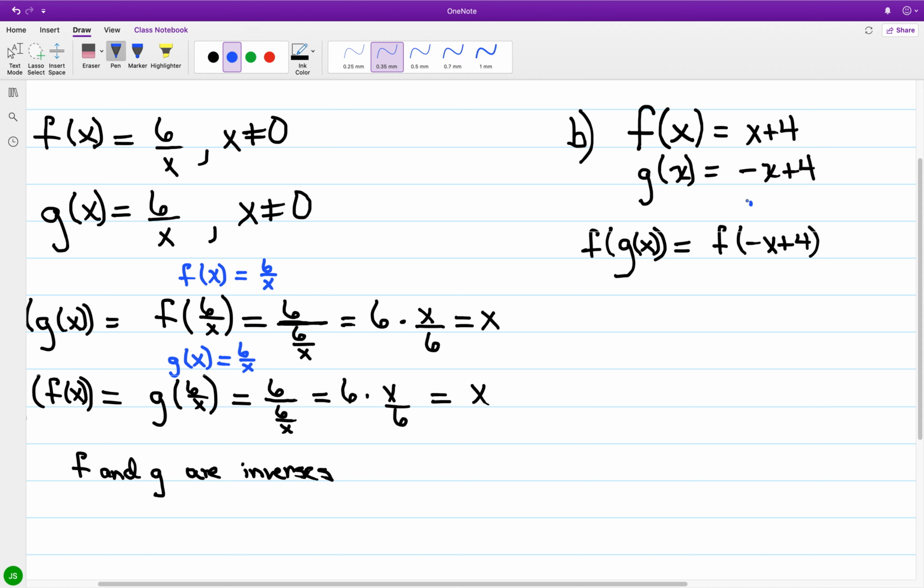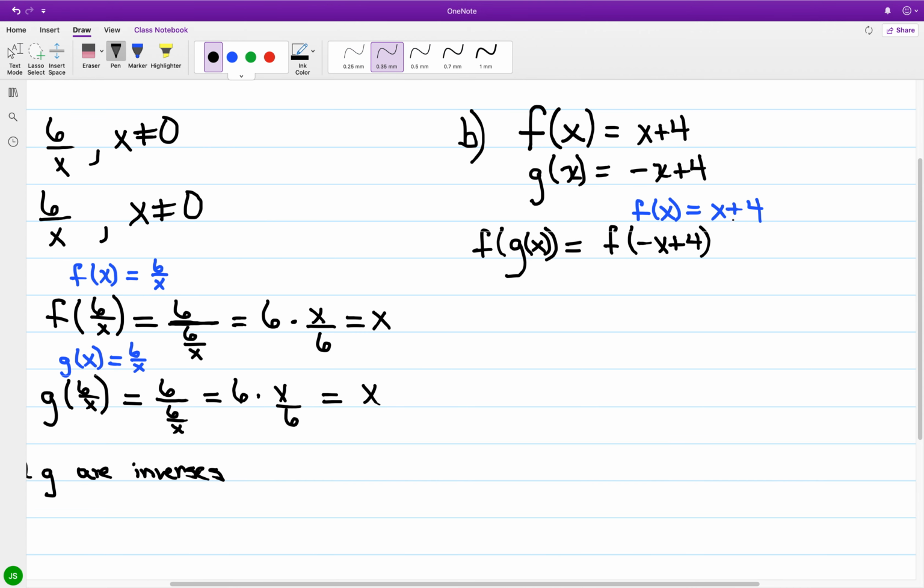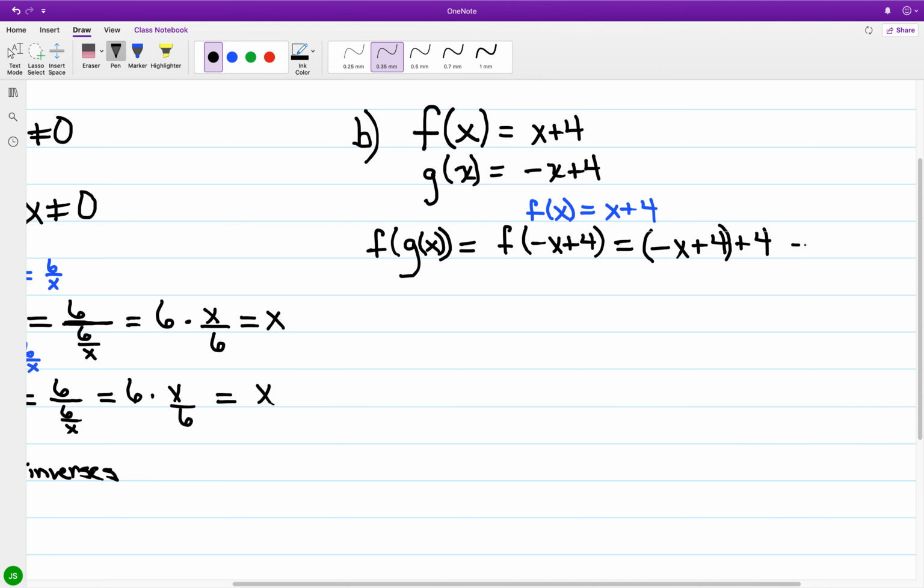And in accordance with operating along the lines of f of the input equal to the input plus 4, we're going to have the input at negative x plus 4. So you're going to have, in place of x, negative x plus 4, and we have plus 4 once again. What's going to happen in this particular case is that in following through, we're going to have constants to combine, and the output we're going to have is negative x plus 8.